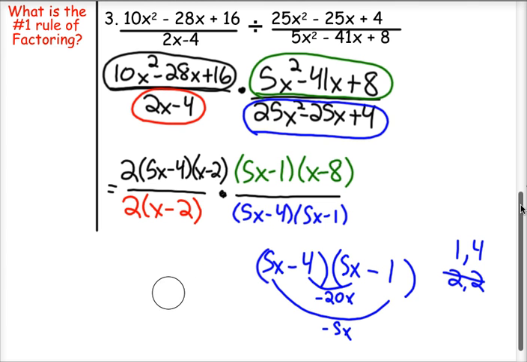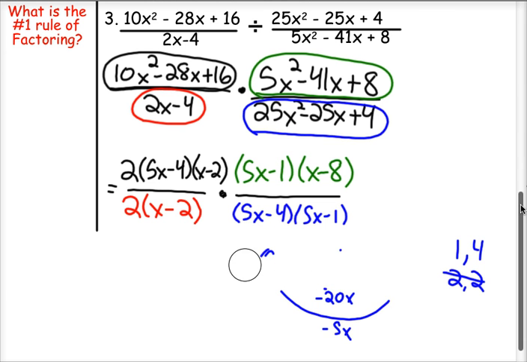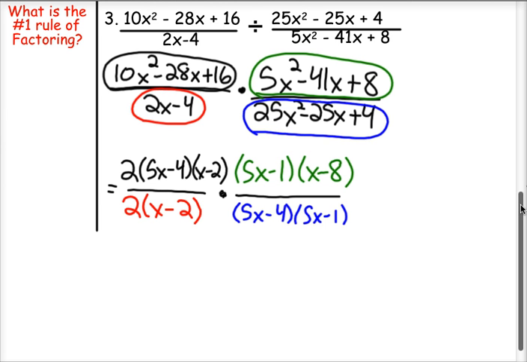So again, please make sure you have that written down. So we have everything factored. So now that we have everything factored, let's start canceling. The 2's are going to cancel. The x minus 2's are going to cancel. 5x minus 4's are going to cancel. 5x minus 1's are going to cancel.